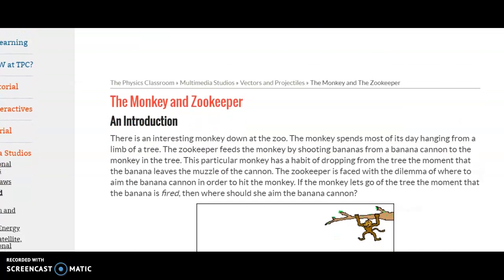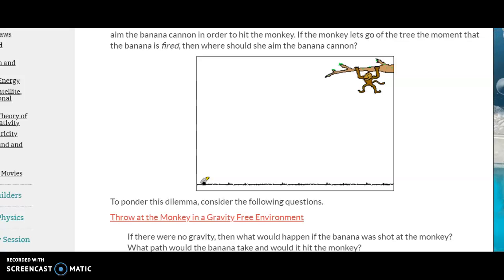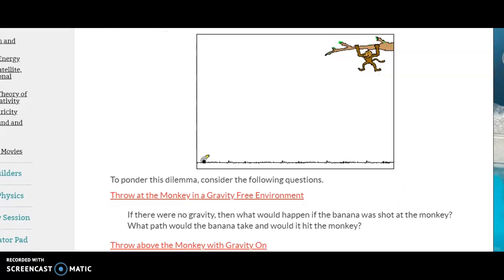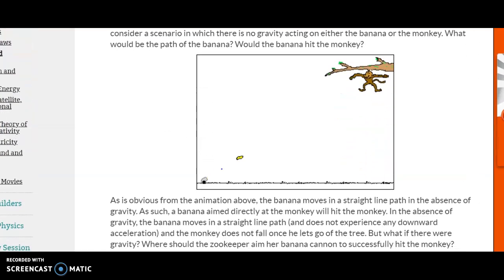I hope you're back, and you can see that our friends over at Physics Classroom have animated this exact thing. They have a simulator. It's a projectile launcher that shoots bananas at the monkey. And so they'll do a thing here where the monkey will be fired at in a gravity-free environment. So there, the monkey lets go, but since there's no gravity, he doesn't fall down, and neither does the projectile. And so the banana hits the monkey.